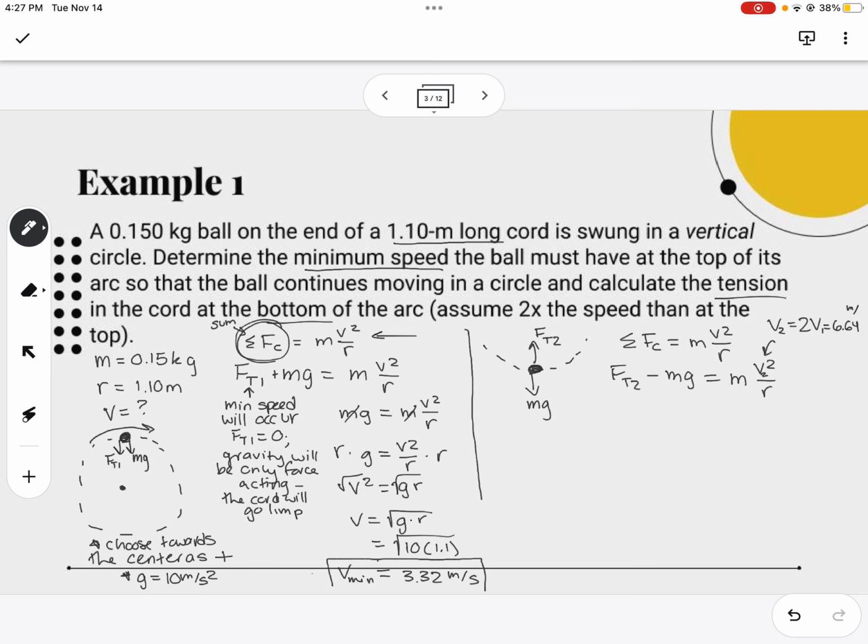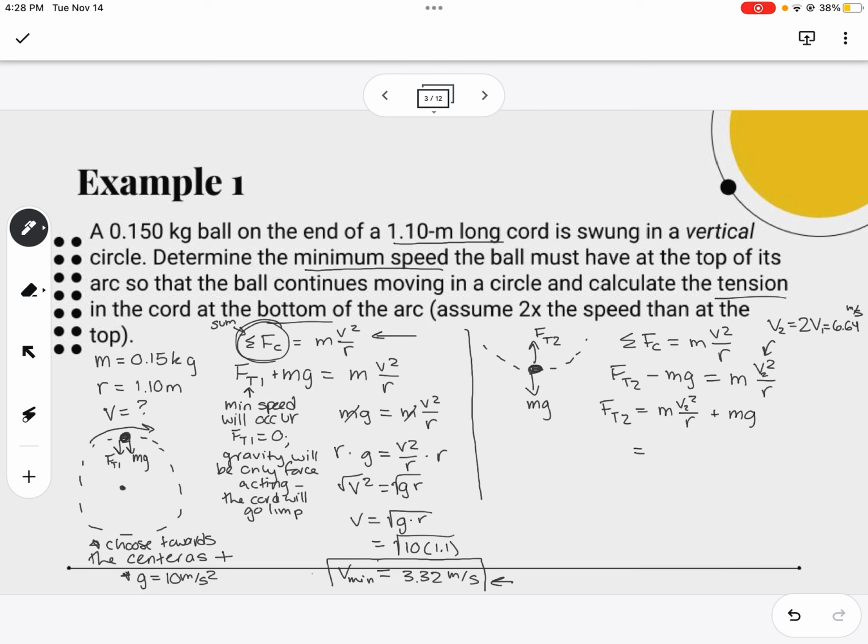So all I did was take our velocity that we just found, multiplied it by 2. At this point, you know m, g, v, r. We're trying to solve for Ft2. Rearrange your equation a little bit to add mg to the other side, so you have mv2 squared over r plus mg.